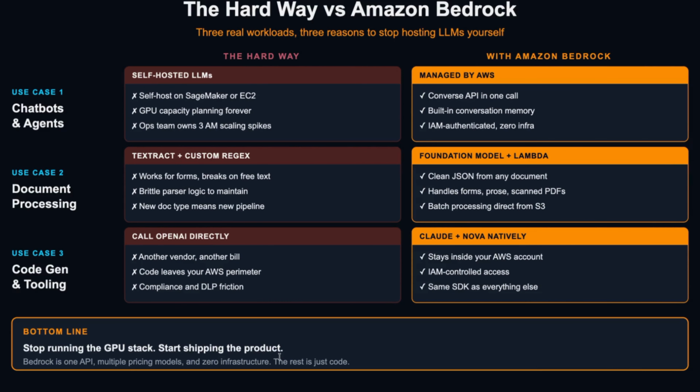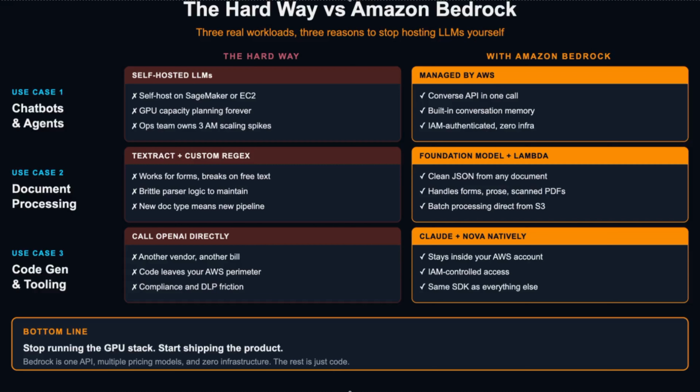Amazon Bedrock has a single API that gives you access to foundation models. The hard way, you host the LLMs on SageMaker or EC2. Then you manage the capacity. You have an ops team working on that particular model and scaling that. You can also use Textract plus some custom regex, but in a better way, you can use a foundation model plus Lambda. So it will give you clean JSON from any document. It can handle forms, scanned PDFs, batch processing, and all of that.